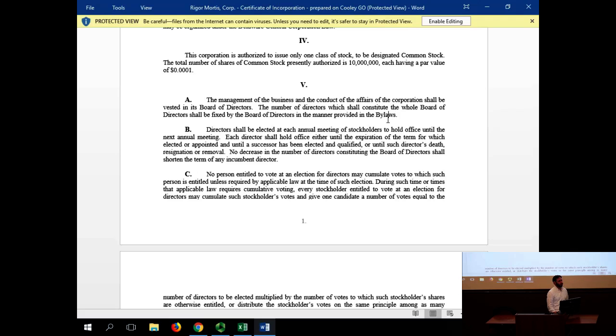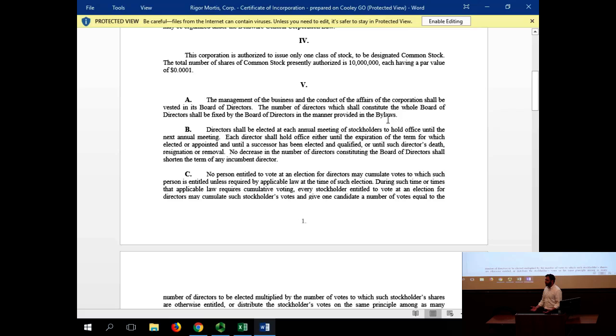Yes? You can amend bylaws a lot easier. How do you amend the bylaws? You write them and you vote. How do you amend the certificate of incorporation? You file it with the Secretary of State. You pay a filing fee.